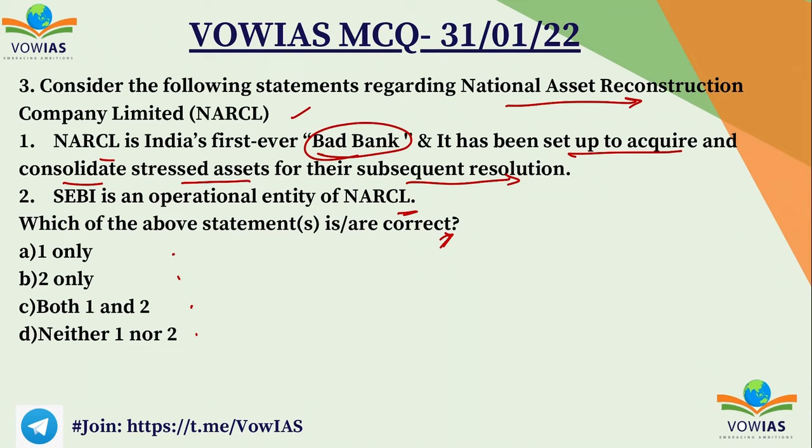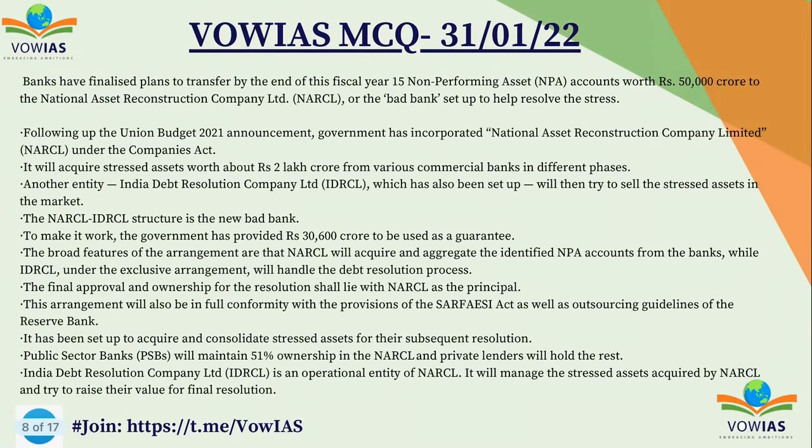National Asset Reconstruction Company. Banks have finalized plans to transfer by the end of this fiscal year 15 NPA accounts worth 50,000 crores to the National Asset Reconstruction Company, which is also known as the Bad Bank, to help in the resolution process. Following up the Union Budget 2021 announcement, government has incorporated the National Asset Reconstruction Company Limited under the Companies Act, which will acquire the stressed assets worth about 2 lakh crore rupees from various commercial banks in different phases.